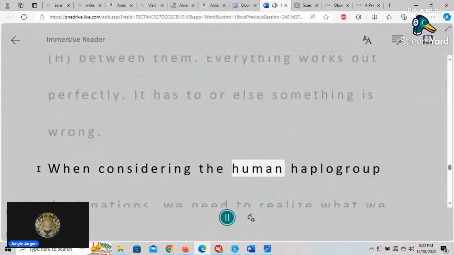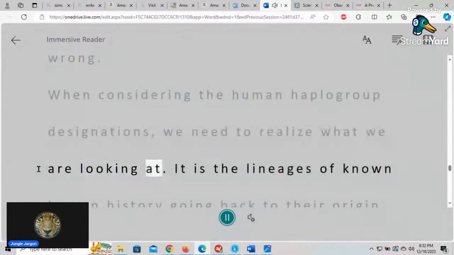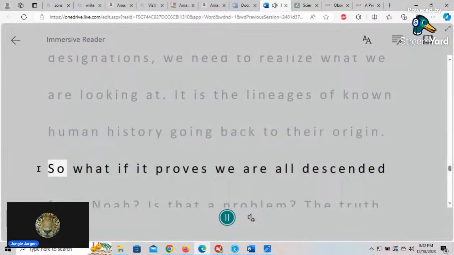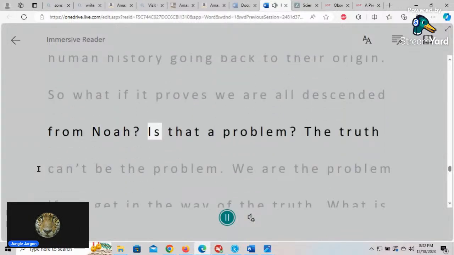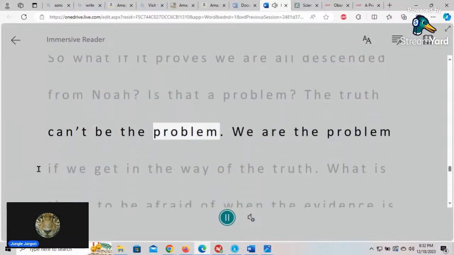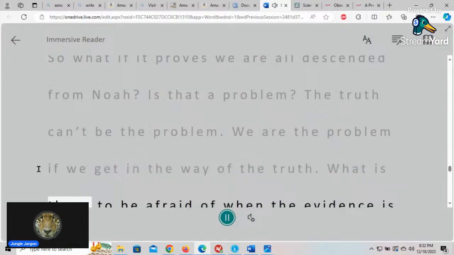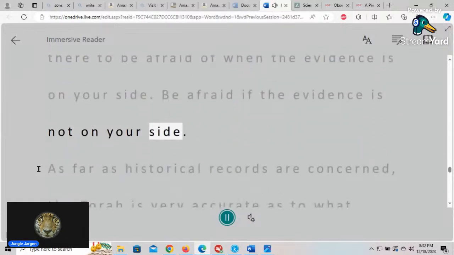When considering the human haplogroup designations, we need to realize what we are looking at. It is the lineages of known human history going back to their origin. So what if it proves we are all descended from Noah? Is that a problem? The truth can't be the problem. We are the problem if we get in the way of the truth. What is there to be afraid of when the evidence is on your side? Be afraid if the evidence is not on your side.